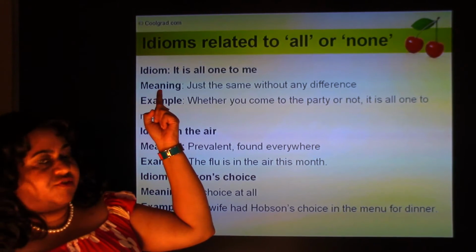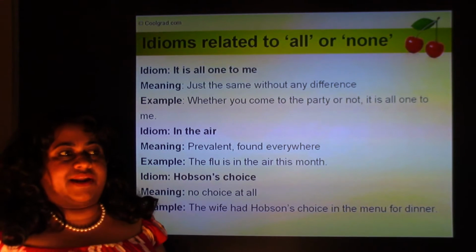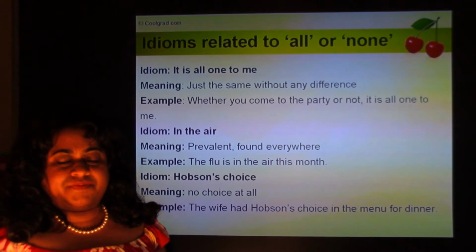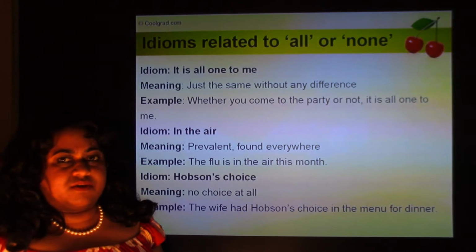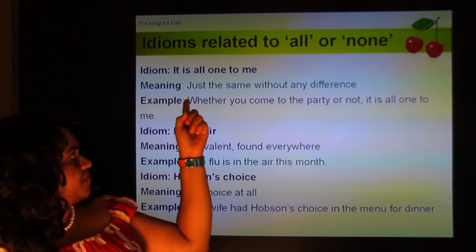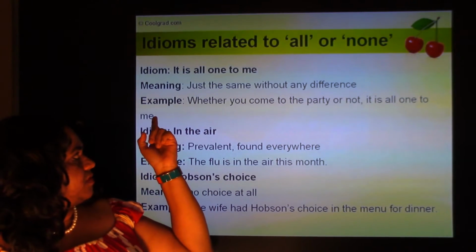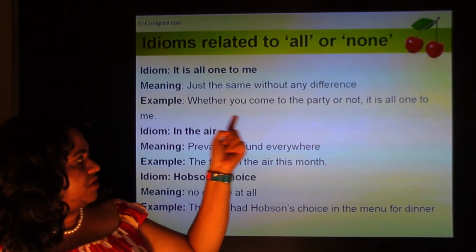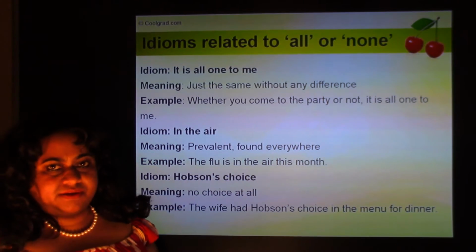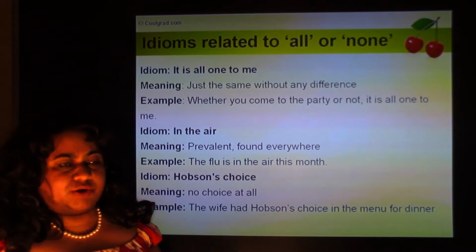The first idiom: it's all one to me. If you're not a native speaker of English, and someone said, it's all one to me, what would you think? Well, maybe you can guess, but what it means is just the same, without any difference. For example, whether you come to the party or not, it's all one to me. It means it makes no difference to me.